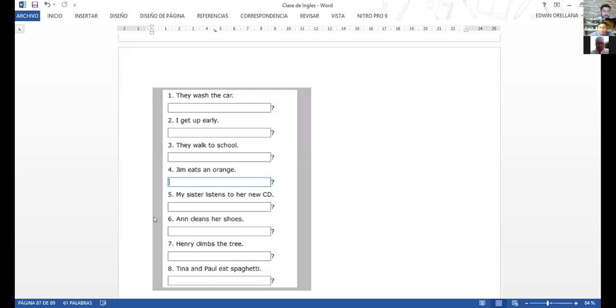En terceras personas, estamos hablando del does. Es cierto. Sería, what does Henry clean? Remember que la S no se ocupa cuando se ocupa el clean. What does Henry clean the tree? No, como the tree es la respuesta, entonces sería, what does Henry climb? That's it. What does Henry climb? Henry climb. Ok.